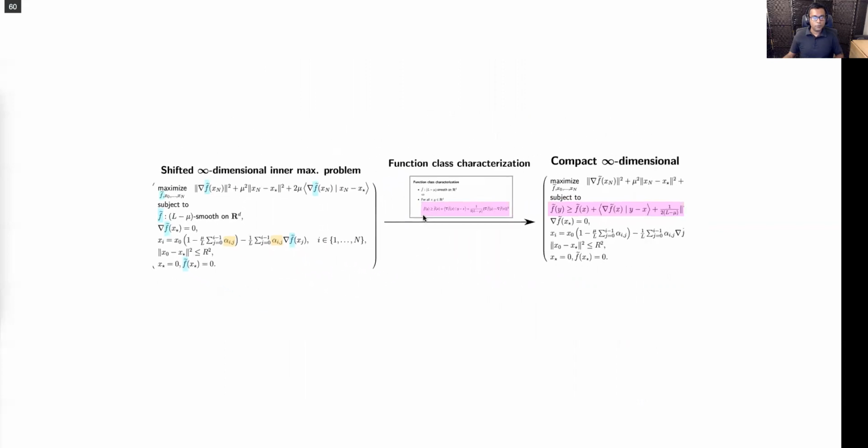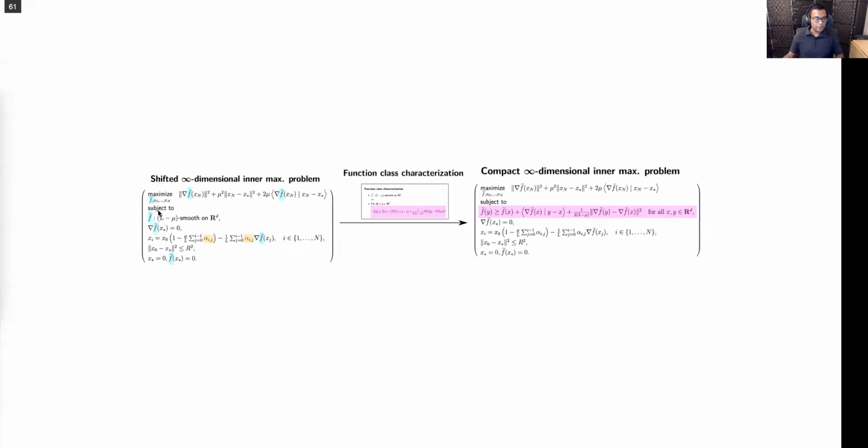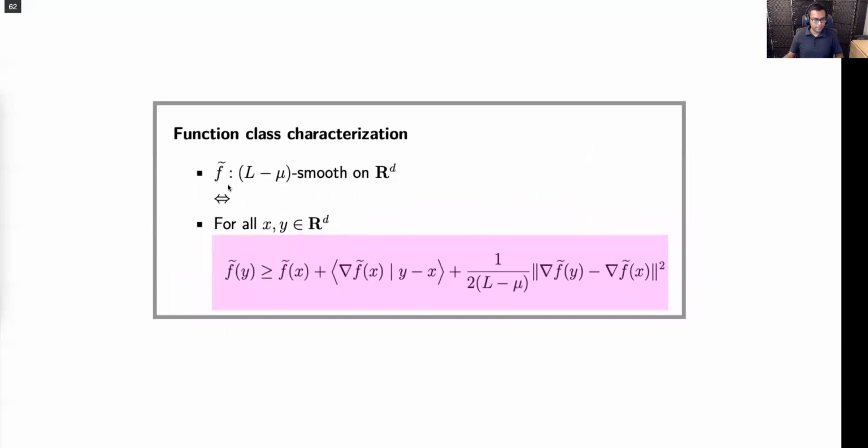Okay, so what to do next? First, we note that this f tilde is written very abstractly. We are saying that it's L minus mu smooth on R^d. Now, how to encode this mathematically? So we need to characterize this function class, how to say this mathematically.